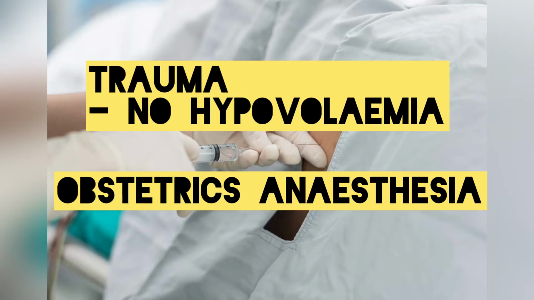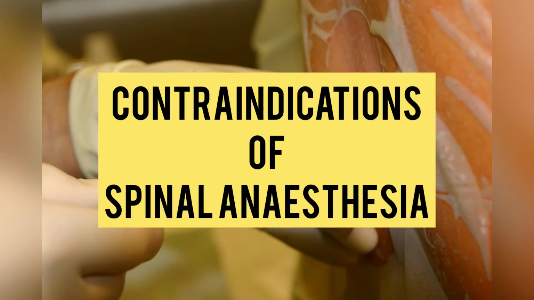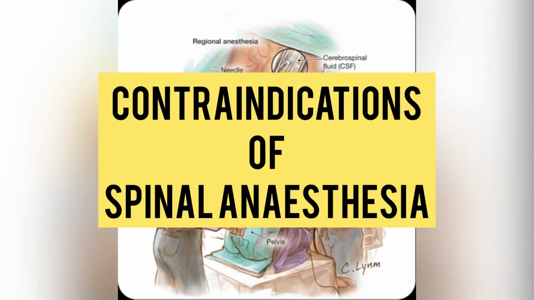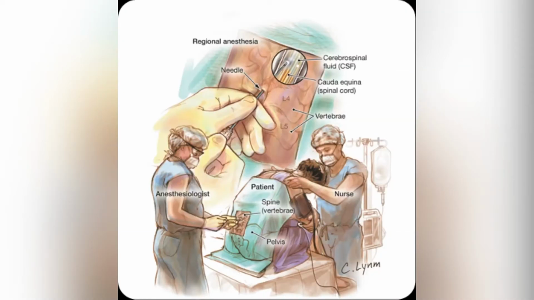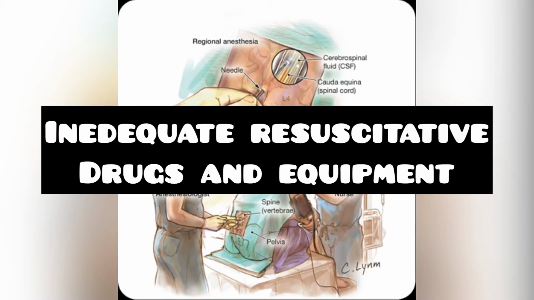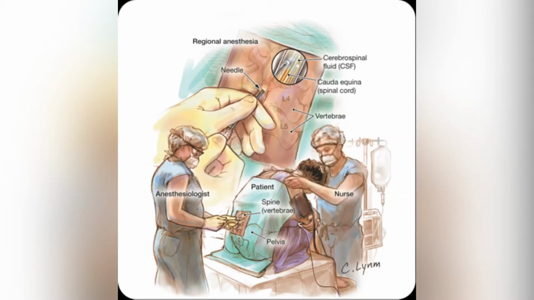There are definite advantages for both mother and baby in using spinal anesthesia for a cesarean section. Most of the contraindications to spinal anesthesia apply equally to other forms of regional anesthesia. These include inadequate resuscitative drugs and equipment. No regional anesthetic technique should be attempted if drugs and equipment for resuscitation are not available.